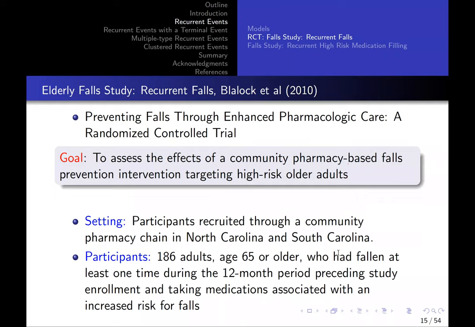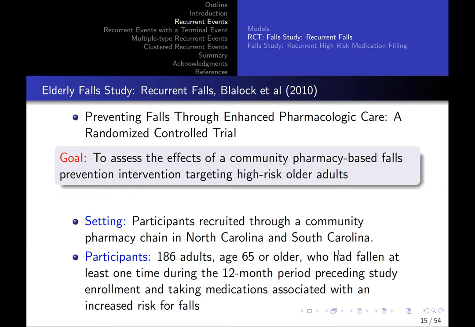Okay, let's move on from now. I will explain the models a little bit, but I will mostly talk about examples of these models, examples for each of the scenarios or types of models we use. So as I mentioned, for the first example, what I'm going to use is called the elderly falls study.